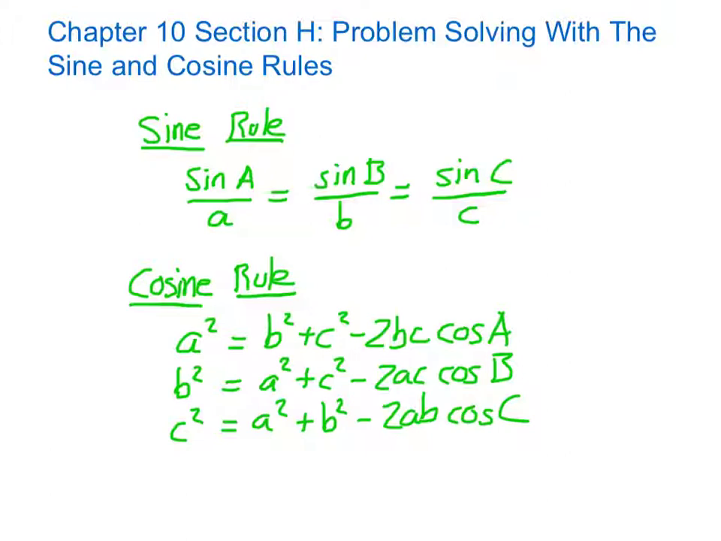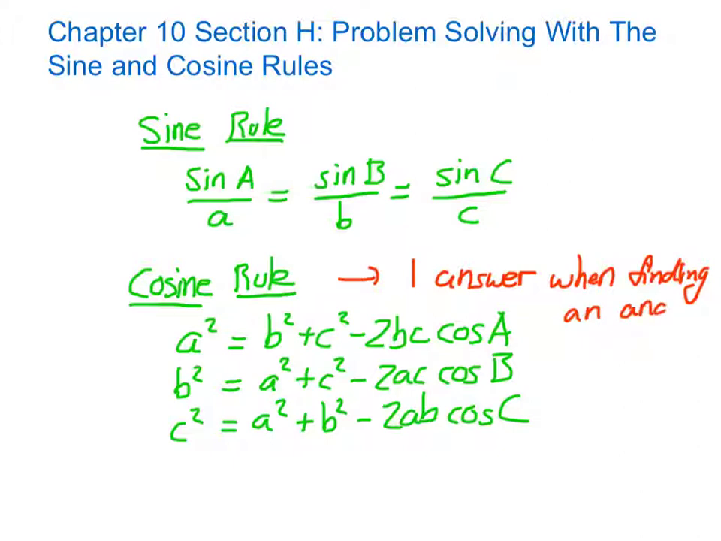But it's important to note that you should always use the cosine rule when given a choice over the sine rule, because the cosine rule gives us one answer when we're finding an angle, whereas the sine rule gives us two answers when we're finding an angle. So again, always use the cosine rule when given a choice.